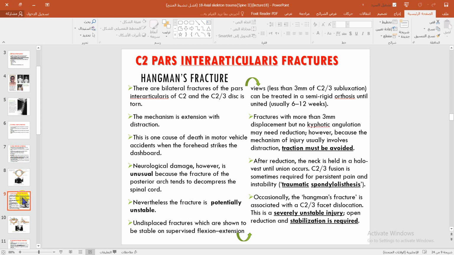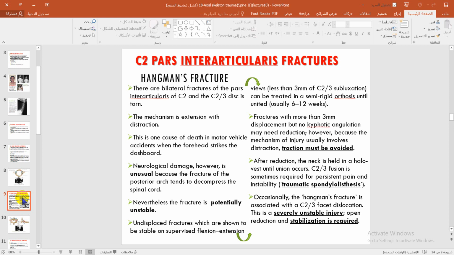Here, keep in your mind this important point: because the mechanism of injury is hyperextension with distraction, traction is contraindicated, because traction means the same mechanism of injury. After reduction, the neck is held in a halo vest until union occurs. C2-C3 fusion is sometimes required for persistent pain and instability.